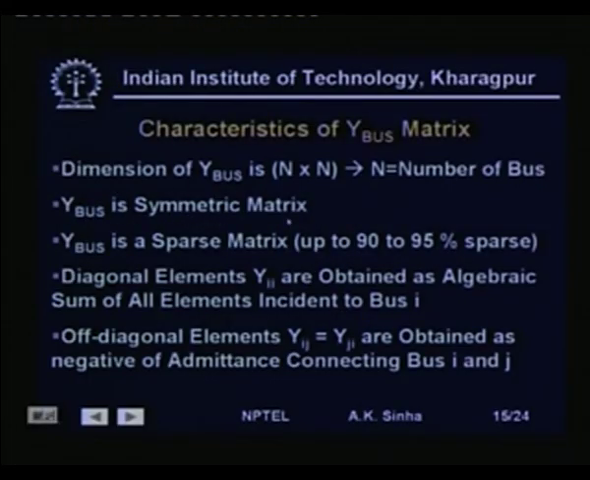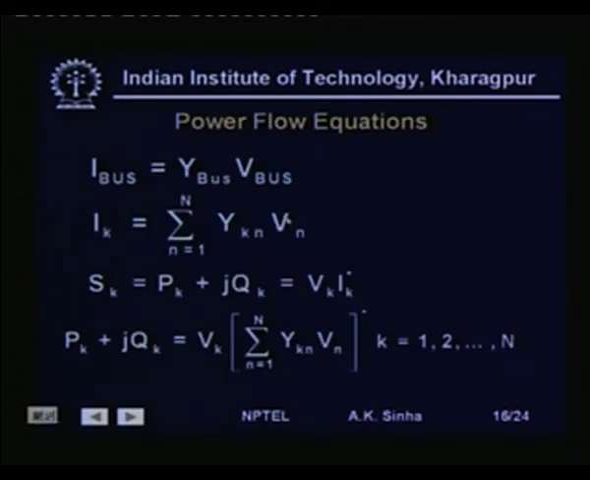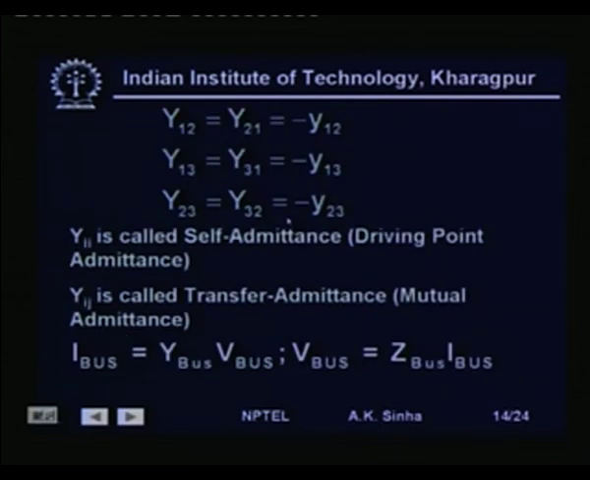Other characteristics that we see for this Y-bus matrix is that it is a symmetric matrix. That is, what we are seeing here is y12 is equal to y21 is equal to minus small y12. So, we are saying y12 is equal to y21, y13 is equal to y31, y23 is equal to y32, that is, we are seeing that the matrix is a symmetric matrix.